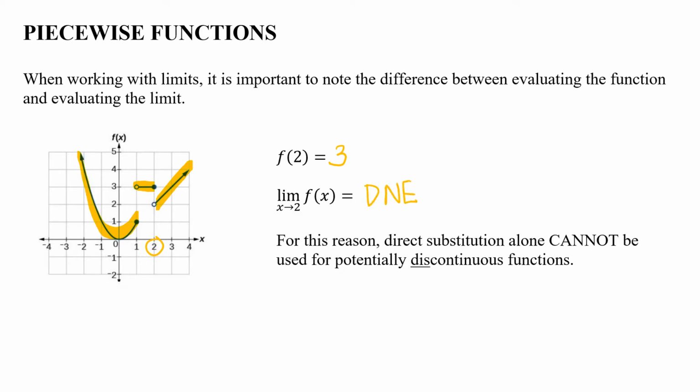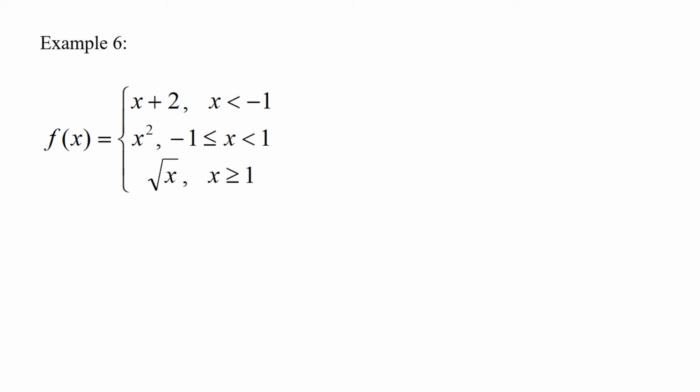For this reason, direct substitution alone cannot be used for potentially discontinuous functions. That's where we have these gaps or holes in our function. Piecewise functions and greatest integer functions are frequently discontinuous. So that means that we have to be a little more careful as we evaluate these limits. Let's look at this piecewise function.